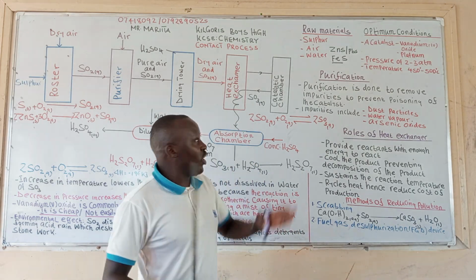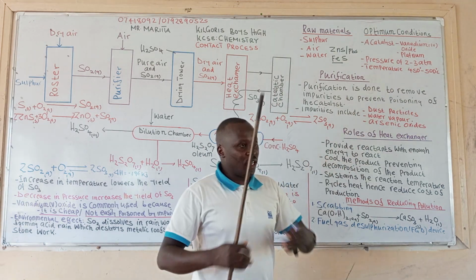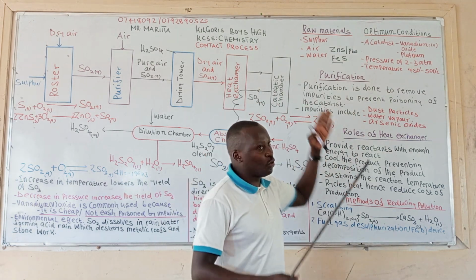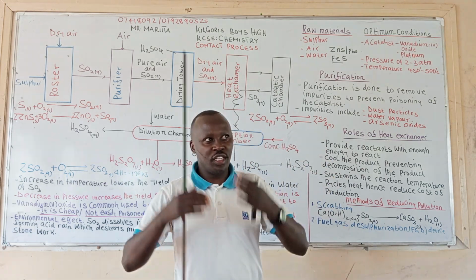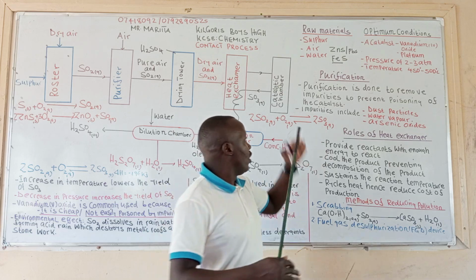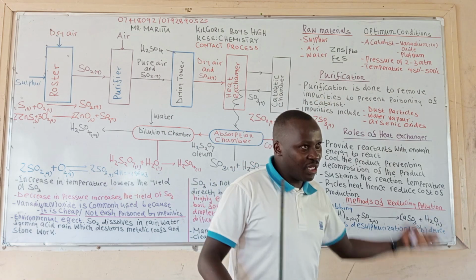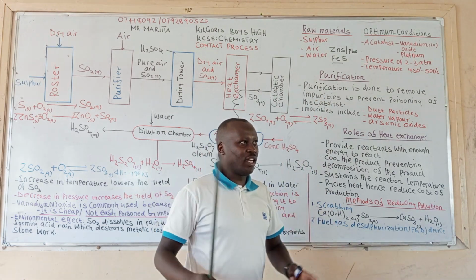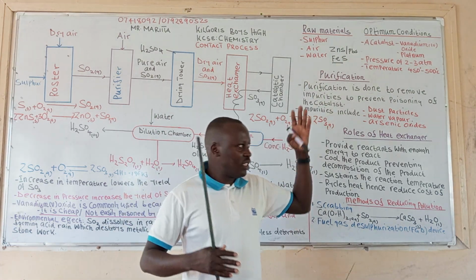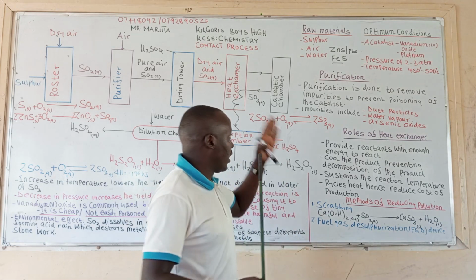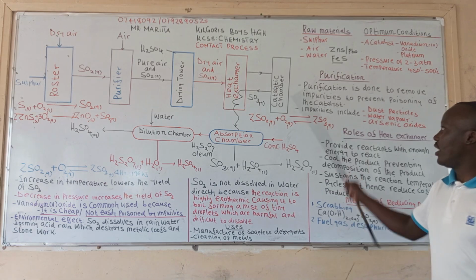In an examination, when you are required to give these conditions, you are not supposed to give the range. For example, don't say a pressure of 2 to 3 atmospheres. That one is not allowed. Don't say a temperature of 450 to 500. That one is not allowed. You just say a pressure of 2 atmospheres or a pressure of 3 atmospheres, a temperature of 450 or a temperature of 500. Do not give the range when you are required to give these optimum conditions when answering an examination. So that is what we have in the heat exchanger, and of course we have the catalytic chamber.